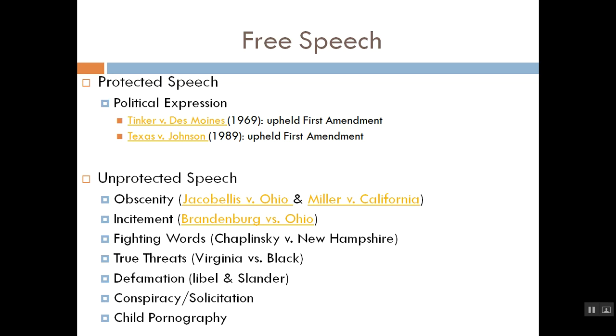But generally speaking, here's what I want you to understand. The courts have decided that there are, broadly speaking, two categories of speech. There is constitutionally protected speech, and there is unprotected speech. And the forms of protected speech that the Constitution covers are going to be political expression and, to a lesser extent, some forms of commercial speech.